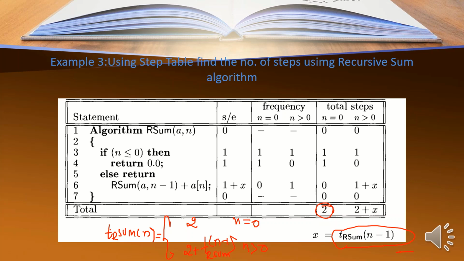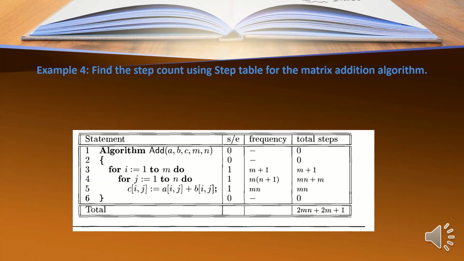Next, we'll find the step count using a table for the matrix addition algorithm. So here, first of all, the algorithm heading will execute 0 times. This open bracket executes 0 times. Now coming to this for loop, we are going to consider this for as one step, and then how many times does this for loop get executed? M plus 1 times. You know that it is 1 for the failure of for and M times for the successful for. So M times it gets executed plus 1 time it is executed for the failure. For the last time, for gets executed 1 time.